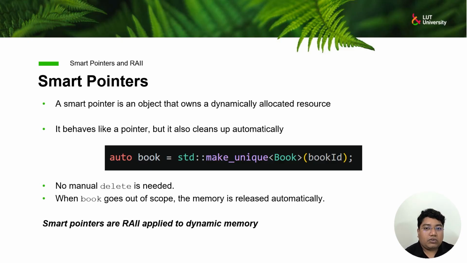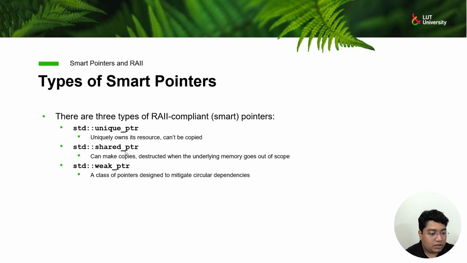Now let's check out the smart pointers themselves. The C++ standard library gives us 3 different smart pointers. Each one solves a different ownership problem. The first is standard unique pointer.